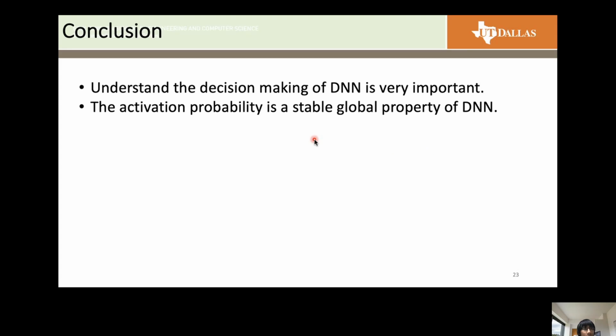Our conclusion is that understanding the decision-making of deep neural networks is very important, and the activation probability is a stable and global property of deep neural networks, which could help to understand the decision-making of deep neural networks.